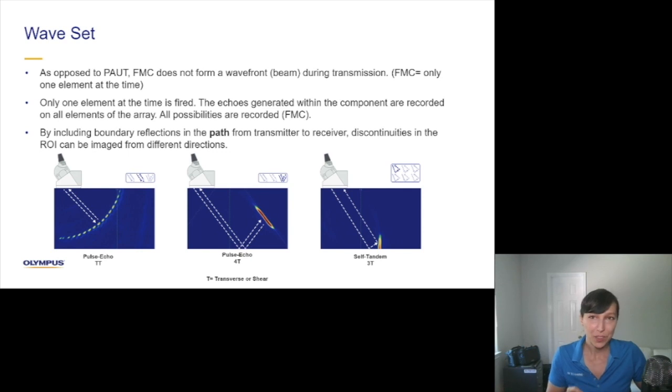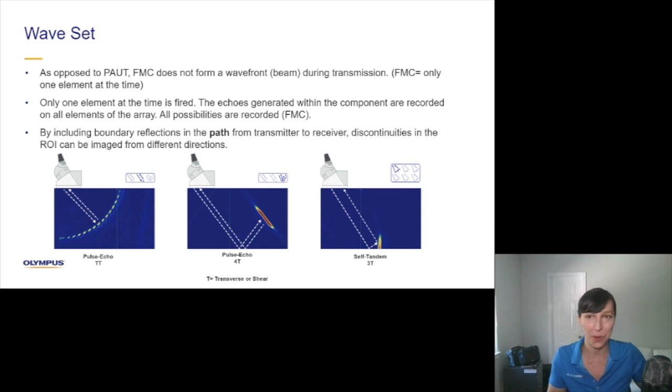So to go back just a little bit on what is FMC and what it does. As opposed to phased array ultrasound, FMC actually does not form a wavefront during the transmission. So FMC is only firing one element at a time. Only one element is fired and the echoes generated within the component are recorded on all the elements coming back, so all of the elements of the array. That means that all possibilities are recorded when we are doing FMC.